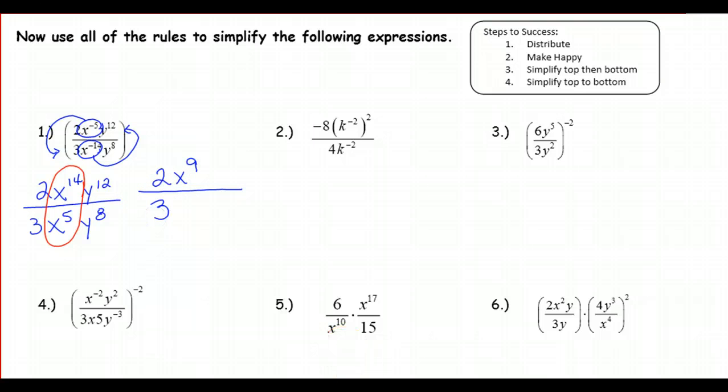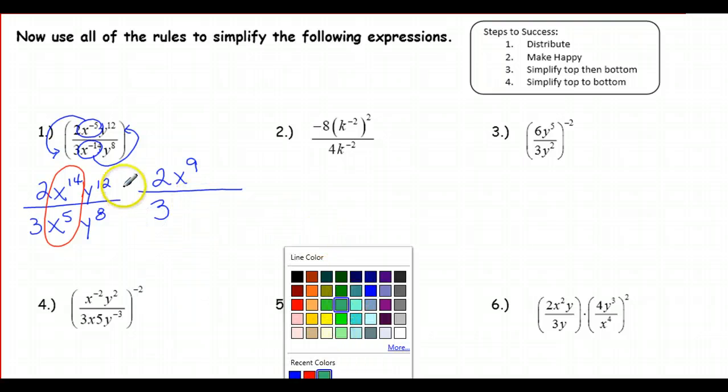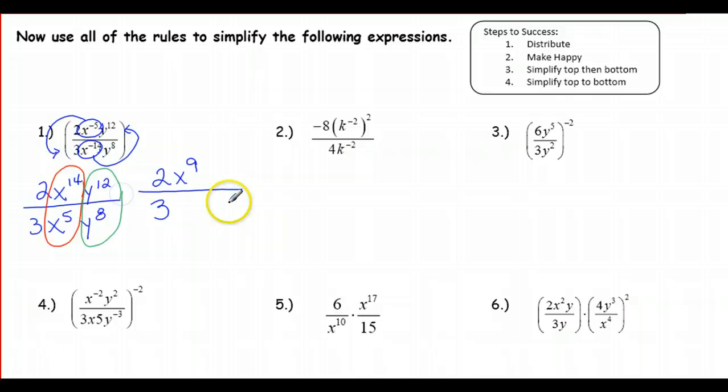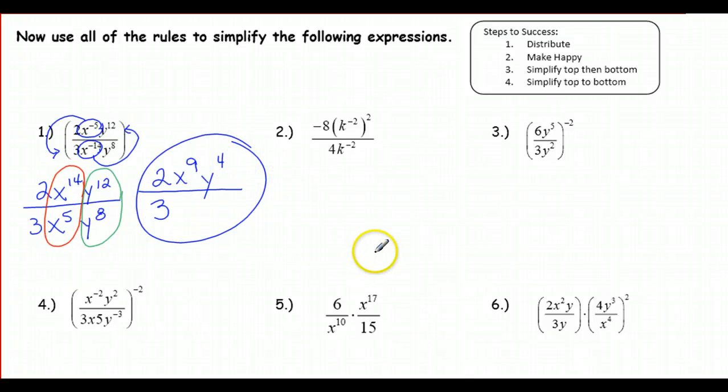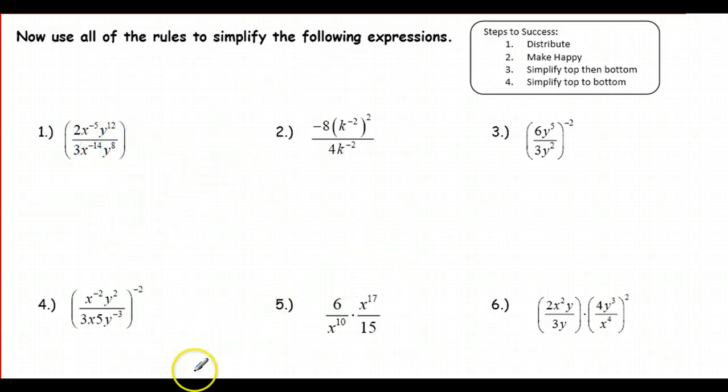And then I'm also going to go ahead and take a look at my y's. 12 minus 8 would be 4. So then I'm left with y to the 4th in my numerator. And this is my answer. 2x to the 9th, y to the 4th over 3. Alright, let's go ahead and look at number 2.